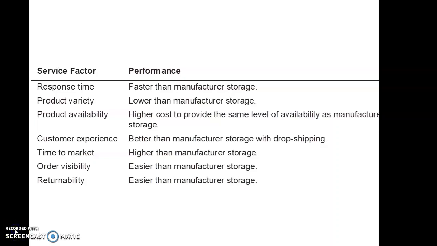The third service factor is product availability. It costs more to provide the same level of availability as manufacturer storage. The reason is the distributor or retailer has to maintain all the items, that is fast moving products and slow moving products, readily available in stock.